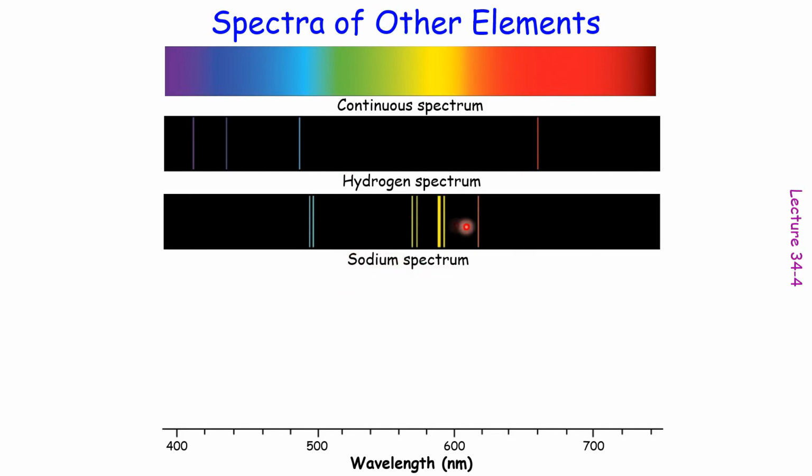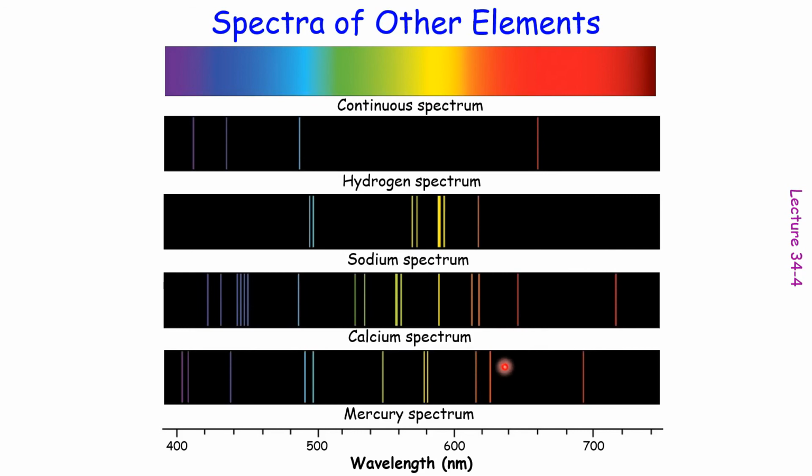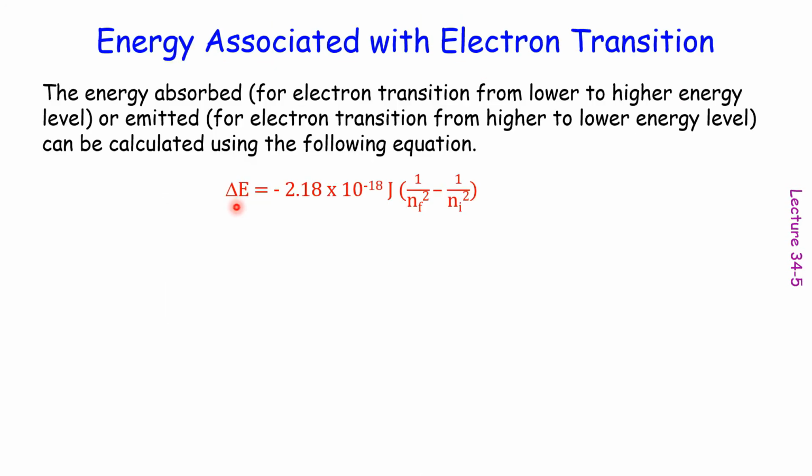You see also very few lines, but they have different wavelengths than the hydrogen atom. And we have calcium, maybe more lines, but still not a continuous spectrum. Okay, here is mercury. Again, why do you have those specific lines? Because electrons' energy is quantized. In previous slides, we already touched on the energy change when electrons transition from one orbital to another orbital. And now this is the equation for calculating that energy change.